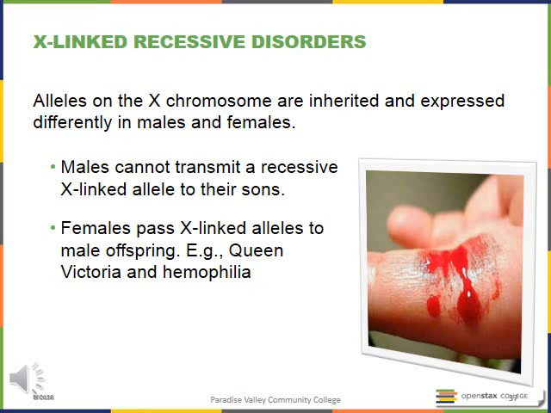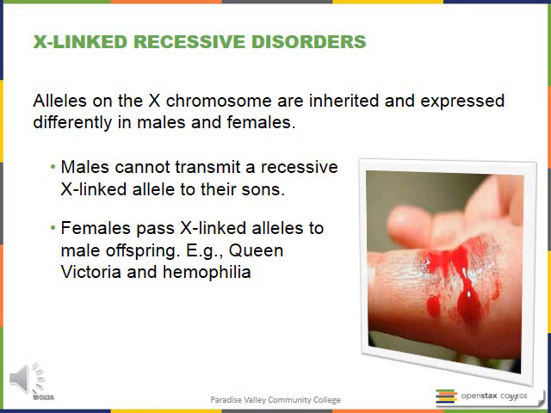So the mother will pass on the X chromosome all the time, because it comes from her. The male will never do that. So males cannot transmit a recessive X-linked allele to their sons. They can't even do the dominant ones either, but that's neither here nor there in this slide. Females will pass X-linked alleles to male offspring.